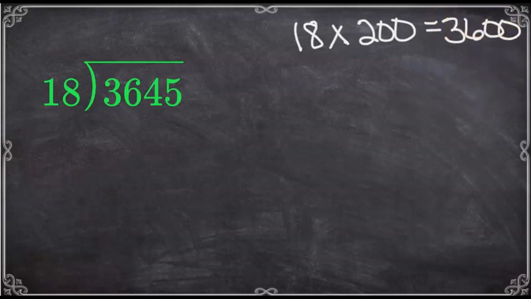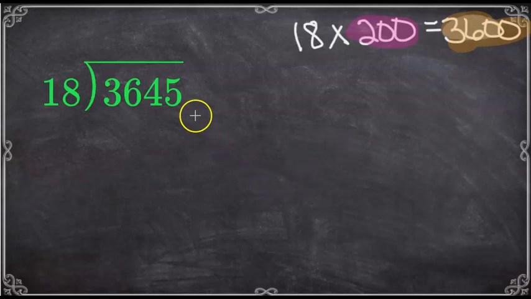As long as this number is less than your original dividend, the 3,600, then that will work and you can use that number. And honestly, it doesn't matter what number it is. You can use it as long as it is less than your original dividend. So the 200 is what we call a partial quotient. That's just going to be part of the answer, or part of the quotient.